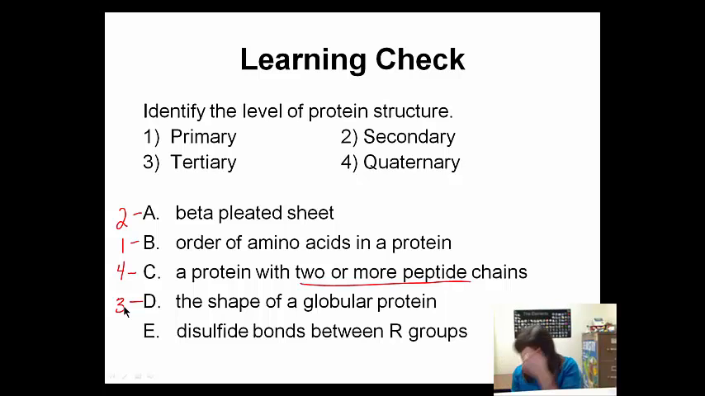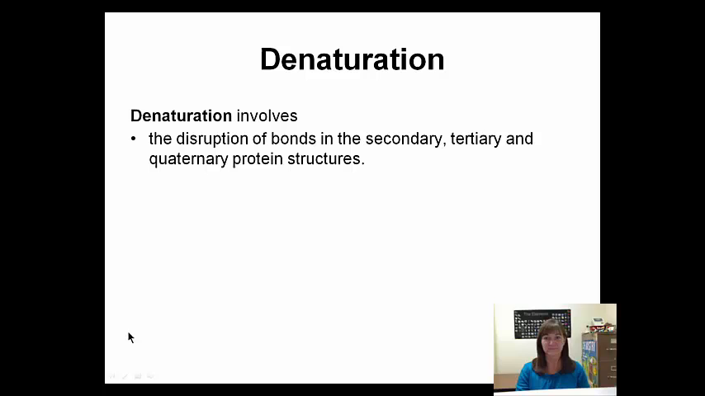Oh, excuse me. E is the disulfide bonds between the R groups. That one can be either tertiary or the quaternary, because I told you it's the same interactions. Usually we just talk about that in the tertiary structure. But for the sake of this class, I told you that the same types of cross-linking that happens in tertiary structures is what holds the quaternary structures together.